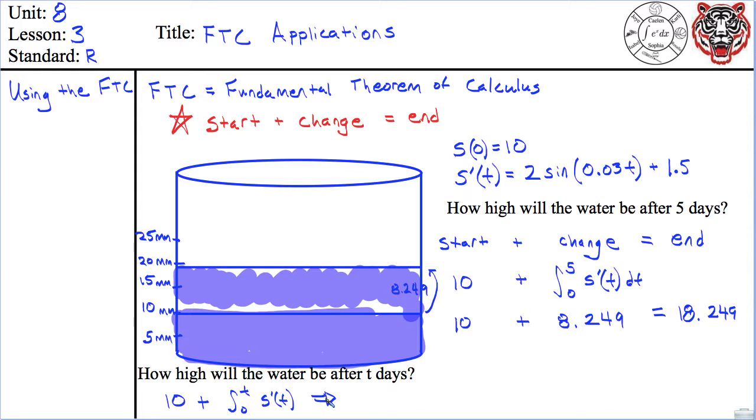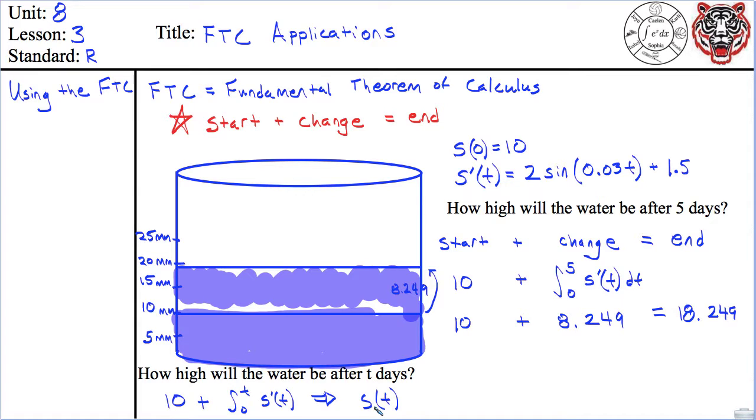When I take the integral of s prime of t, it gives you s of t as long as you include the initial condition. So this turns into s of t. S of t includes the 10 because 10 is part of the initial condition. Without the initial condition, you can't actually find the height at any point.